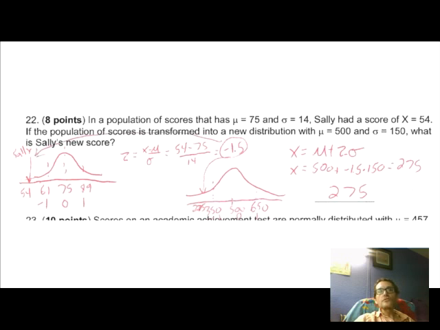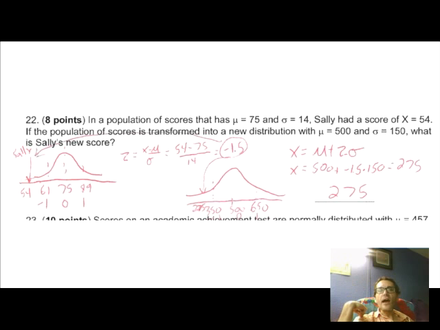So let's pull out our old z-score formula. Z equals x minus mu over sigma. Grab Sally's score of 54 minus a mean of 75 over the standard deviation of 14. Do the math on it, you get -1.5.